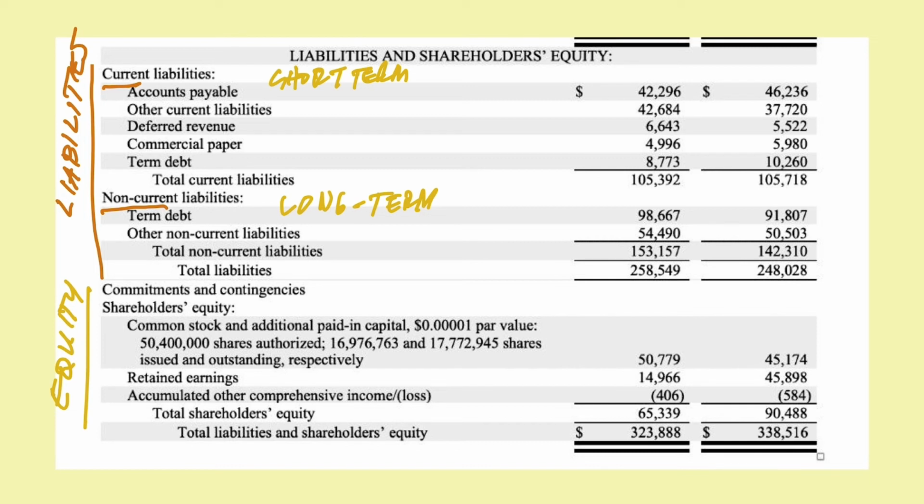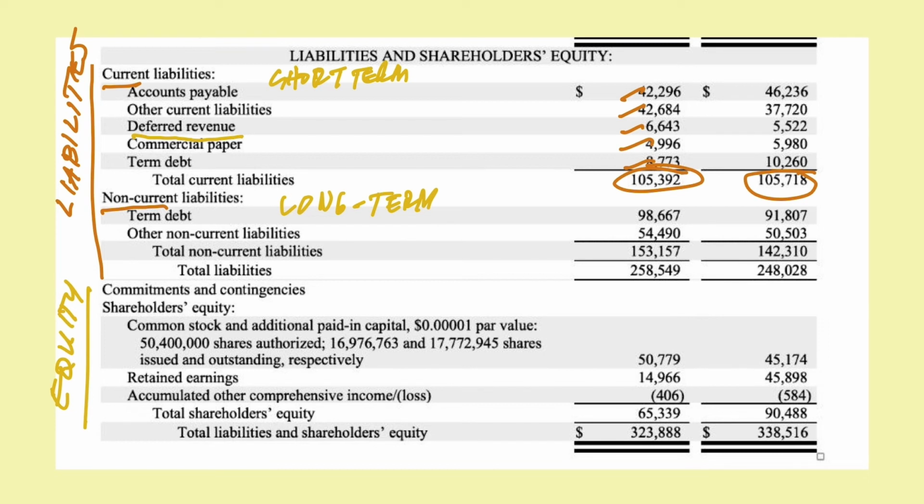Among other current liabilities, we also have deferred revenue. Deferred revenue is basically a service or goods you already received payment for, but you haven't delivered or rendered the services yet. So it's a liability. Another example is commercial paper, also term debt, and the values here are totaled.